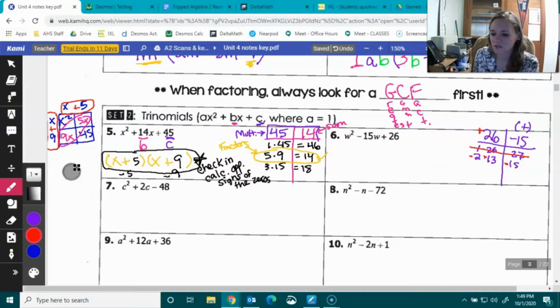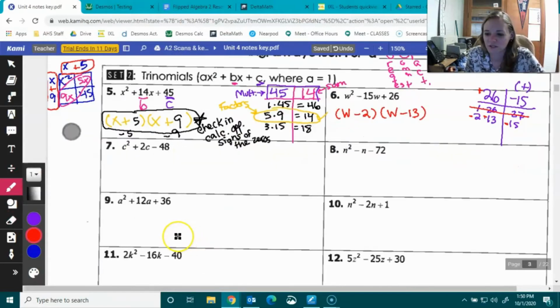Okay? Alright, so now that I have my factors, I just set it up, always set up with 2 parentheses. It's going to become a binomial and another binomial. And then you just insert your numbers. Over here we inserted positive 5, positive 9. Here we're going to insert negative 2 and negative 13. Okay? And that is how you factor. So not too bad. I know the first one was kind of long. It's kind of long at first, but it's not too bad once you get used to it.